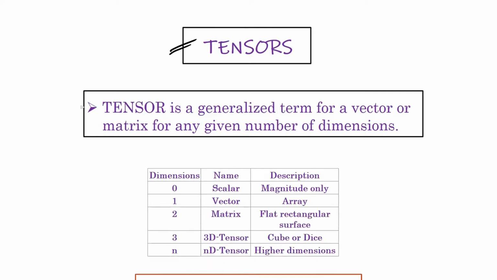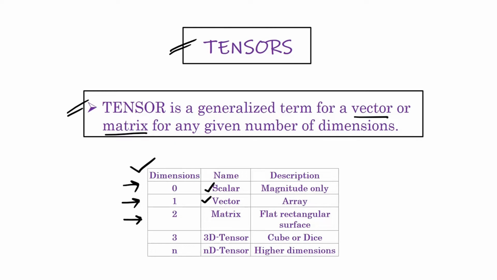So let's get started with this simple definition here that says tensor is a generalized term for a vector or matrix for any given number of dimensions. To elaborate this further, we have this table where we have the details for tensors of different dimensions. For example, we have this tensor of 0 dimension, which is called a scalar. A 1 dimension tensor is called a vector. Similarly, a 2 dimension tensor is called a matrix, and so on.